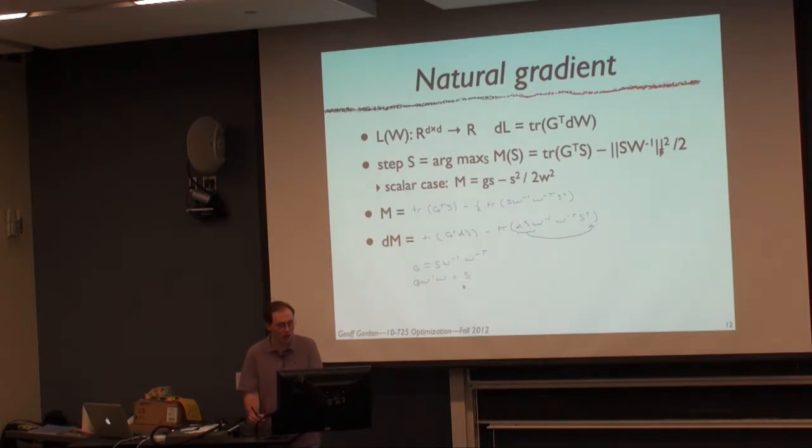Okay? So all of that math goes through to say that we just take our gradient and multiply it by W transpose W, and we get the natural gradient, right? Natural here is with respect to the geometry of the set of matrices, where matrices are changing faster when they are near being singular. Okay? Yeah?